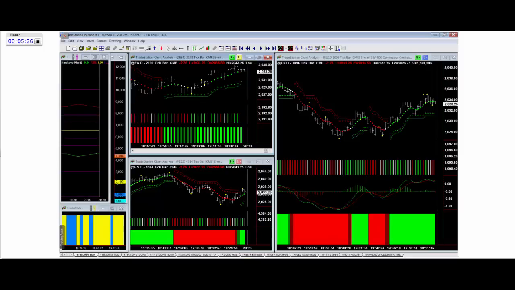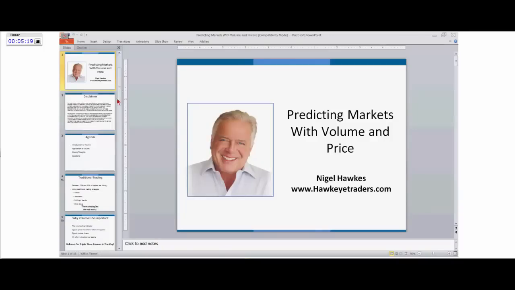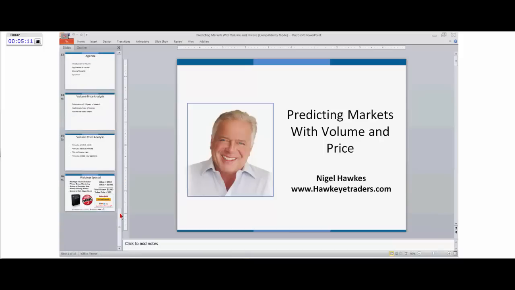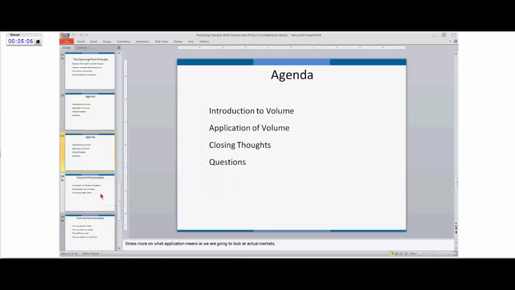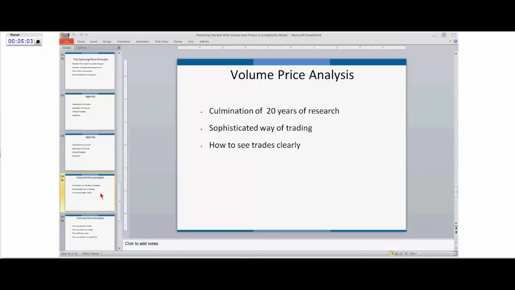So that's what I'm looking at, and that's Hawkeye. Now, I just want to carry on with this because I'm going to run out of time. So just to wrap this all up for you, I've got to tell you, it's taken me 20 years of research to do this. It's a sophisticated way of trading the market.